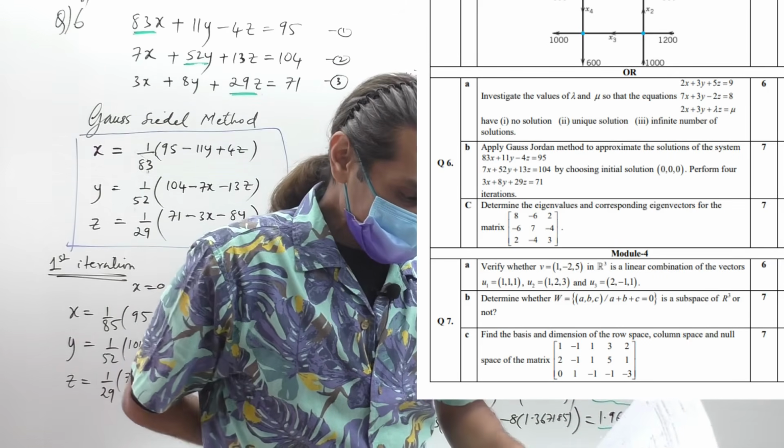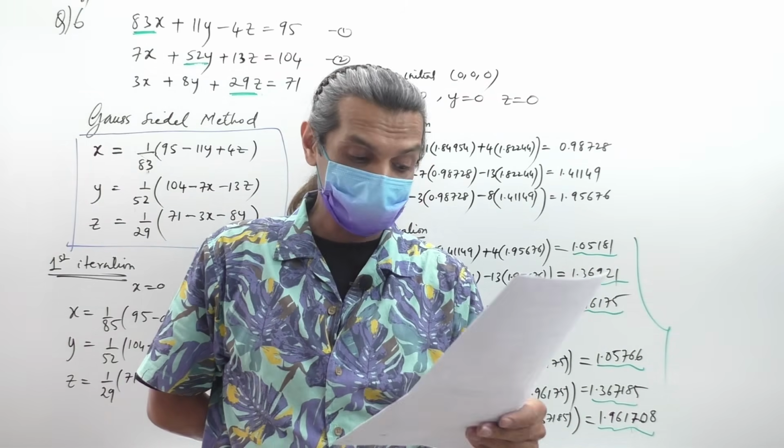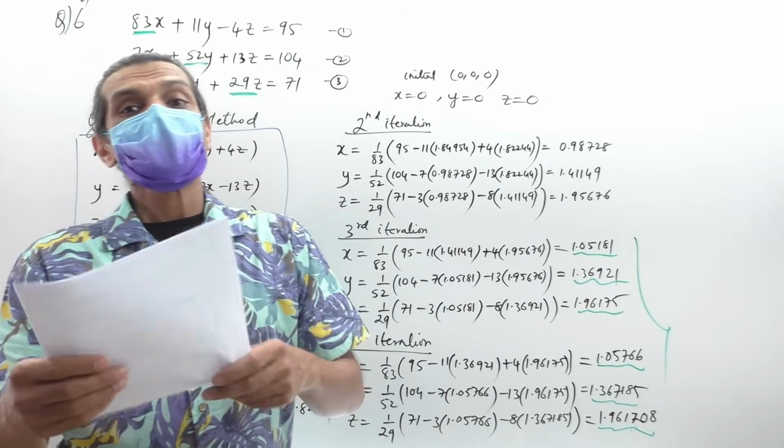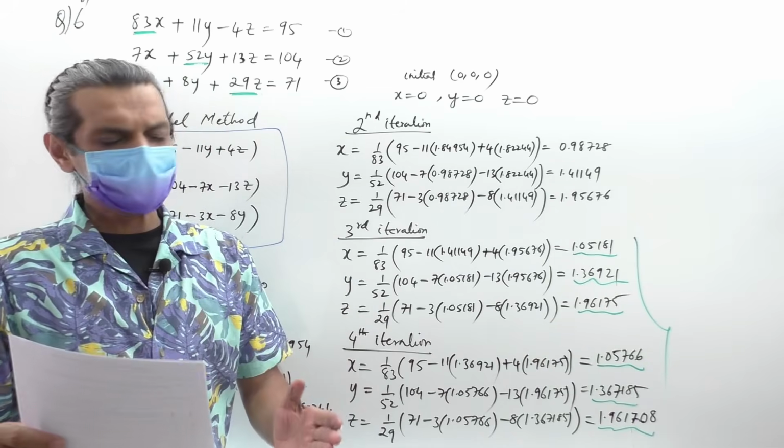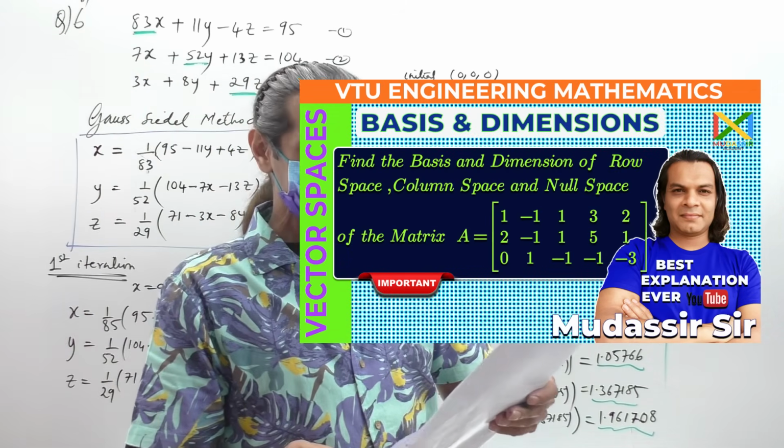Prepare and go. Question number 7C: find the basis and dimension of the row space, column space, and null space of the matrix. Very important problem. This also is solved in a very easy way, so please do refer to the video. The link is given in the description, and make yourself perfect.